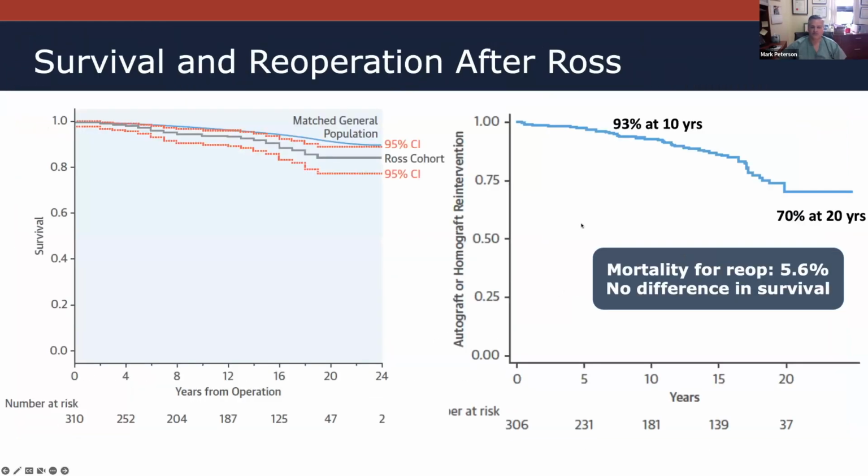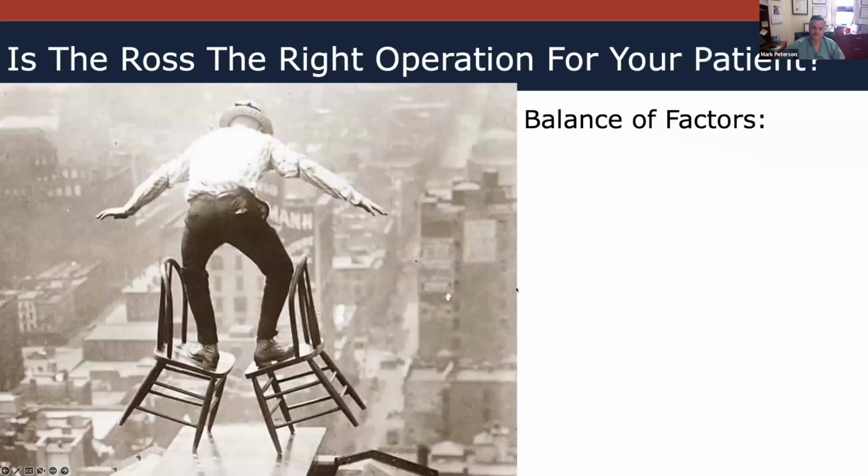We sort of looked at results already. This is similar, again looking at more survival data up to 24 years. Ross compares very well to the matched general population. And looking at autograft or homograft reintervention at 10 years, the risk of reoperation on either the aortic or the pulmonary side, freedom from reoperation was 93%, and at 20 years, freedom from reoperation was 70%.